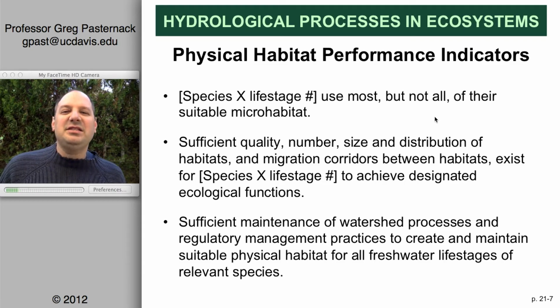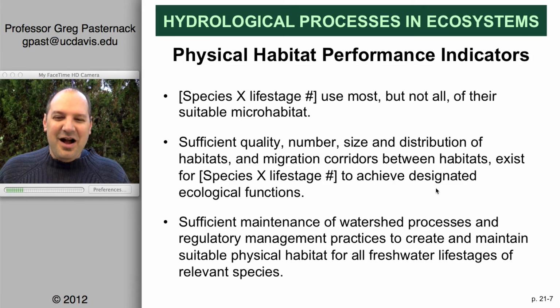Now, of course, that is to some extent a human value. It's a performance indicator relative to biologist expectations. But let's not get into existentialism, I guess. Let's just leave it there. Okay, so another thing we could look at is sufficient quality, number, size, and distribution of habitats, migration corridors between habitats, so that these organisms can do all of the different ecological functions they need to do in each life stage. I think that's pretty self-explanatory.